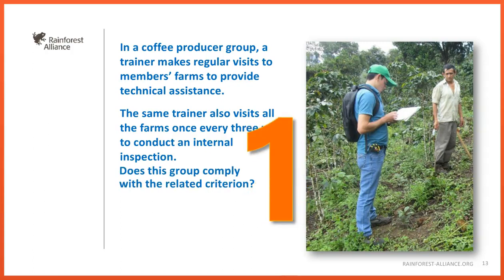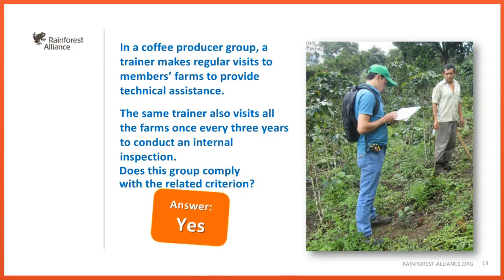The answer is yes. There is no problem that a trainer that conducts technical assistance for a farm also conducts an internal inspection for the same farm. According to Critical Criteria 1.14, the minimum frequency of an internal inspection is every 3 years, so this case meets the criterion.